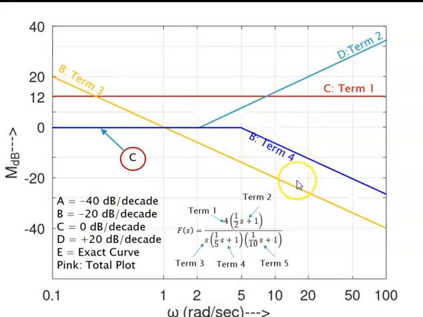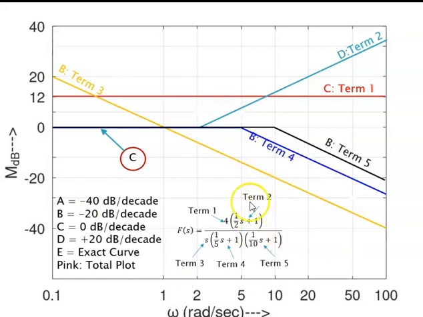We need to nicely label each term, otherwise we'll get confused, and the resulting BAMP, Bode asymptotic magnitude plot, may be wrong. Term 5 has a corner frequency of 1 over 1 over 10, that is 10 radians per second. Up to 10 radians per second it is 0, and from there it will fall down. It will fall down because this term 5 is in the denominator. Let us see that.